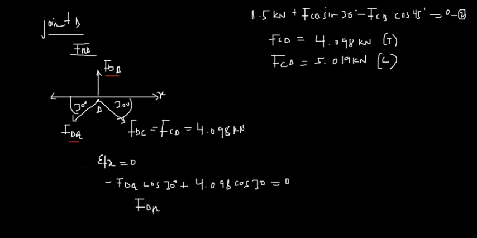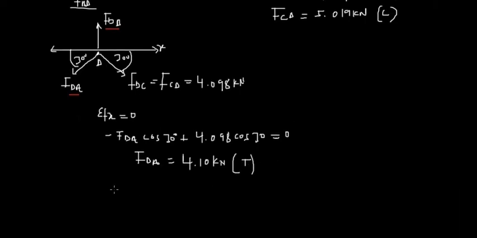When you do the simple computation and punch this on your calculator, you end up with a force of 4.10 kilonewtons. When you divide by this angle, you end up with this force. So FDA is pulling apart, so this is tension. It's pulling from D. So that's tension.